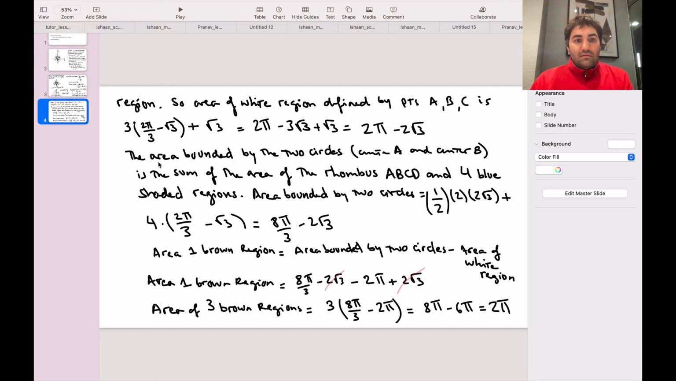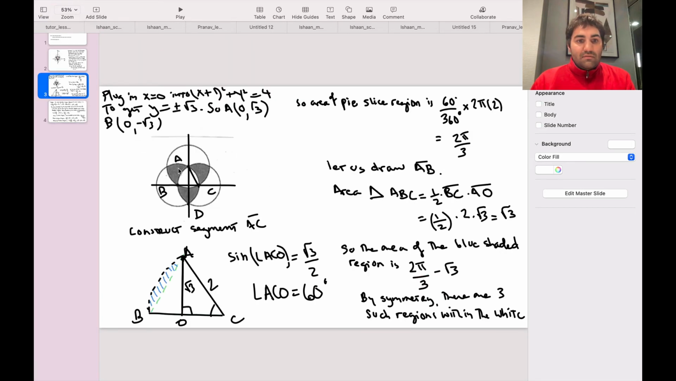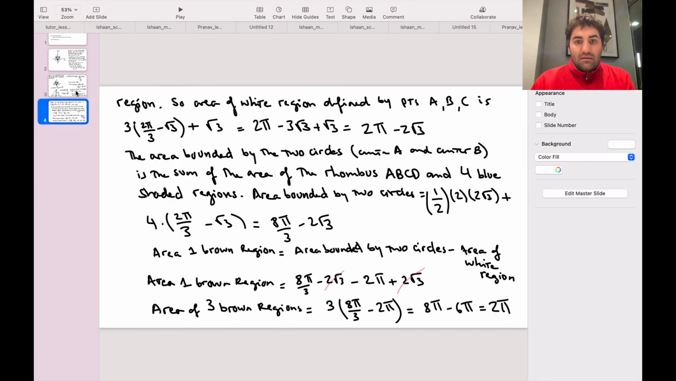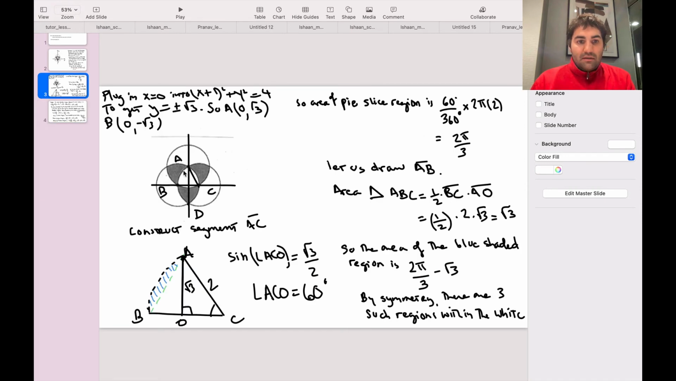Okay, so now the area bounded by the 2 circles with center A and center B is going to be the sum of the area of the rhombus ABC and 4 blue shaded regions. Okay, so now we're looking at this whole thing here. So we can think of the area of this whole region as a rhombus, right? And then we have to add these 4 blue shaded regions we found.